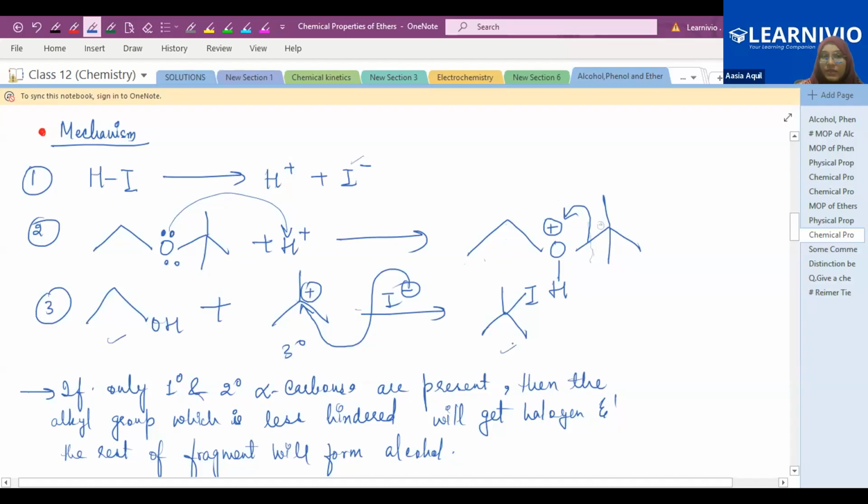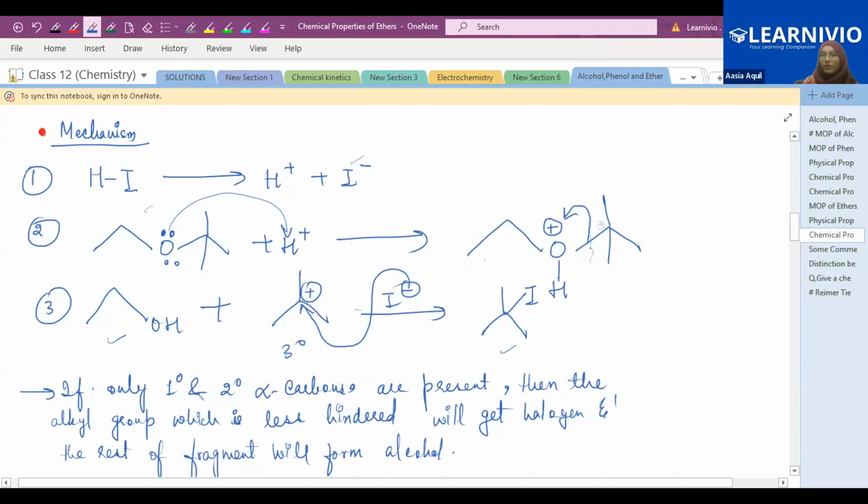First one is the dissociation: HI will dissociate to form H plus and I minus. Second step, we have an ether. The oxygen of the ether has a lone pair, so it will abstract this hydrogen, the acidic hydrogen, and there will be a protonation of this oxygen. Once the protonation has occurred, what happens? This point is quite unstable.